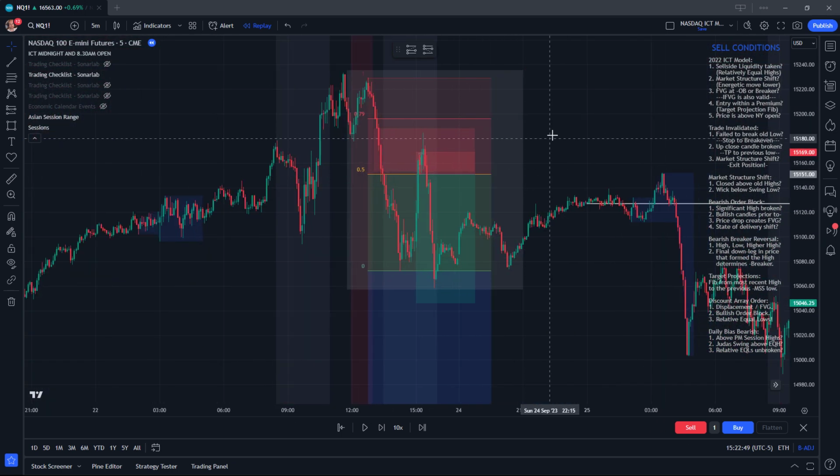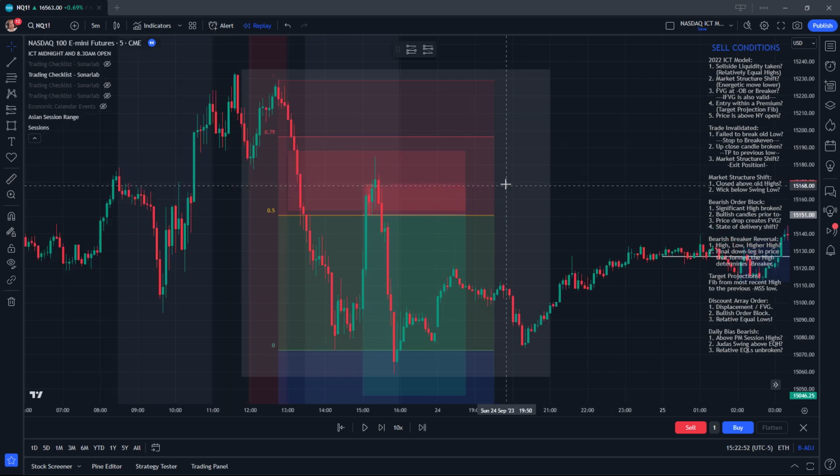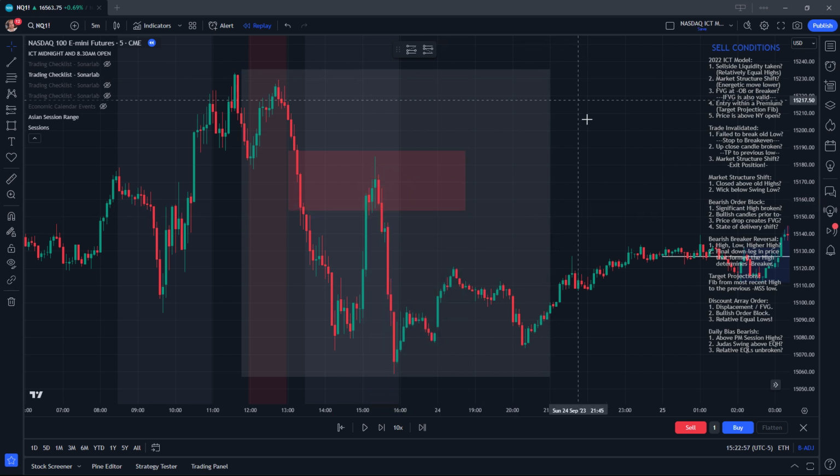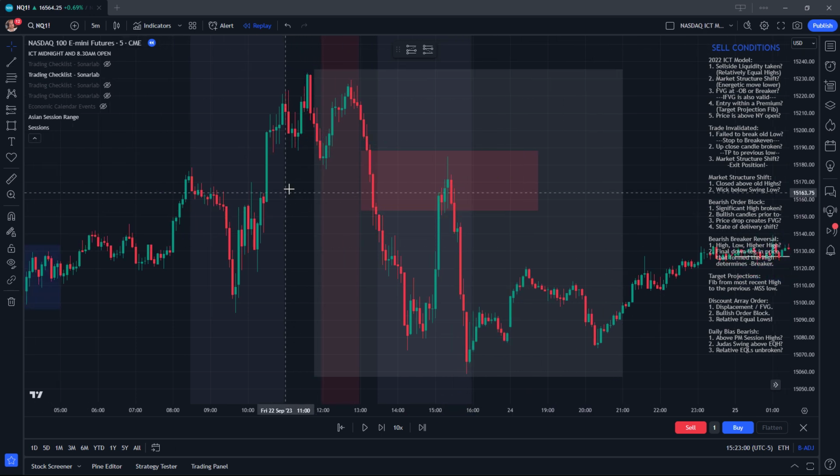Okay, this is where we took the loss, isn't it? So let's look at this again, but from the perspective of a 5-minute chart. We get our sell side liquidity taken. We get our market structure shift lower. We don't take a trade during lunch. We wait for the PM session. Price then makes another market structure shift low here.